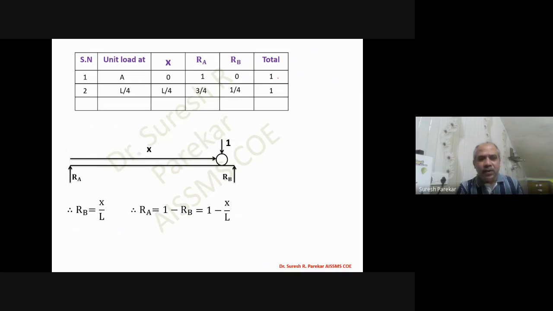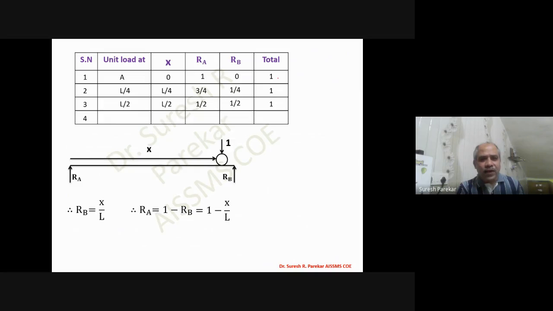Now we will put the unit load at L by 2 from the left hand, that is from A. In that case, our value of X is L by 2, and from this we will get RB as 1 by 2. If we substitute RB as 1 by 2, then we get RA also as 1 by 2. And in total, we are going to get 1.